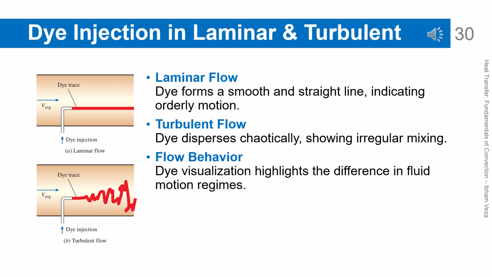Dye injection in laminar and turbulent flows. In laminar flow, the dye forms a smooth, straight line without significant mixing. In turbulent flow, the dye quickly spreads throughout the entire cross-section. This difference shows the very different levels of mixing between the two flow regimes. This visualization is often used in experiments to identify the type of flow. This concept is also directly related to the effectiveness of heat and mass transfer.